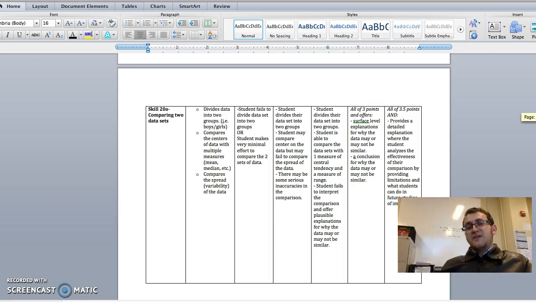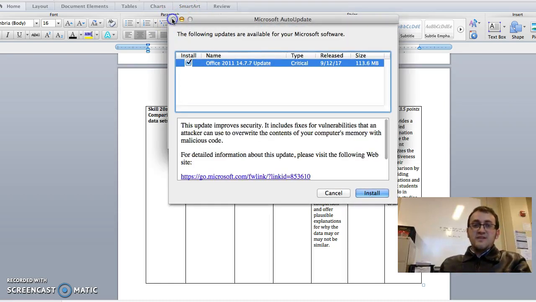Skill 20A, comparing two sets of data. For this, I'm looking for you to divide the data into two groups, and the data will have already been divided into the two groups.